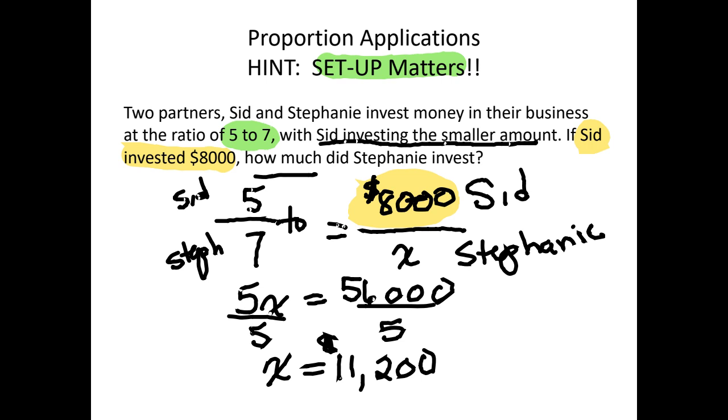Notice it's got to be more. 5 is smaller than 7. But notice with Sid investing the smaller amount, well, you got to look at 5 and 7. Which one's smaller? The 5. So Sid is at the top. Stephanie's at the bottom. So therefore, in my second fraction, Sid's 8,000 must be in my numerator. If it's not, then I don't have the correct answer.